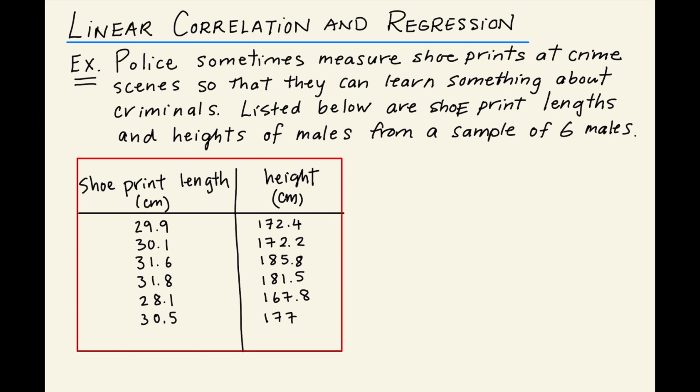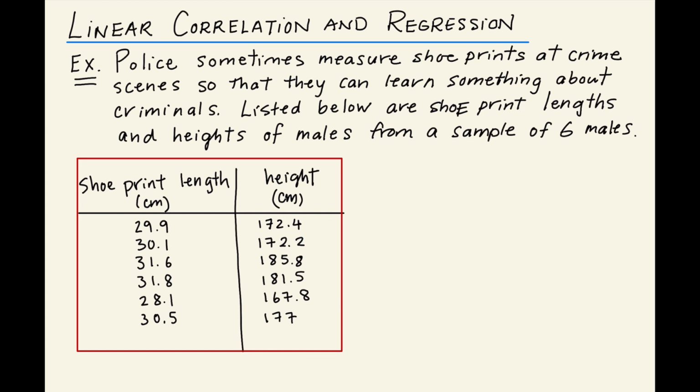So for example here, 29.9 centimeters is the shoe print length of one male, and his height was 172.4 centimeters. In this case, because we're using the shoe prints to learn something about the criminals, in other words, to predict their heights, the shoe print length is going to be our explanatory variable, and the height is going to be the response variable. So remember, this is our independent variable, sometimes we use x. And the height will be the dependent variable, or the y variable.